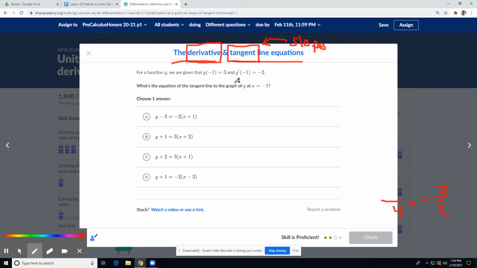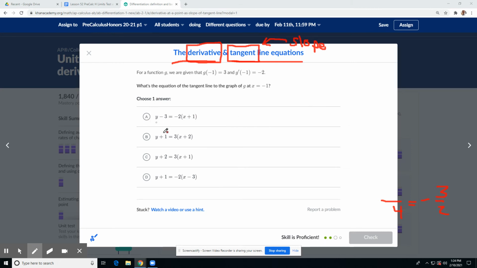Okay, for this next one, it looks like the same type of problem. We are given that g of negative 1 is 3, and g prime of negative 1 is negative 2. What is the equation of the tangent line at g sub negative 1, basically? All right, so how would I do this? We got a function.